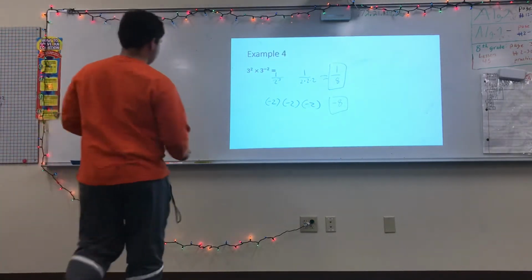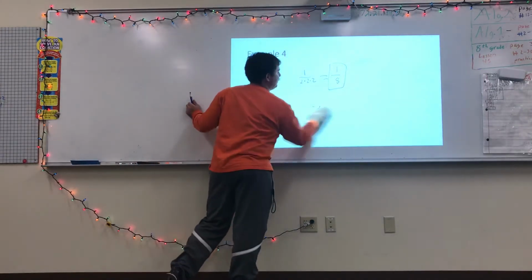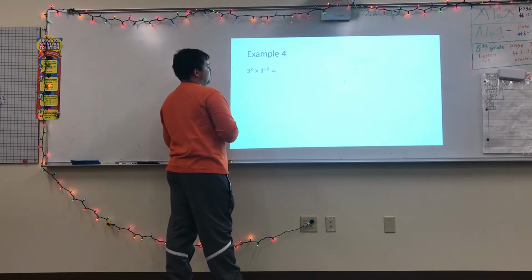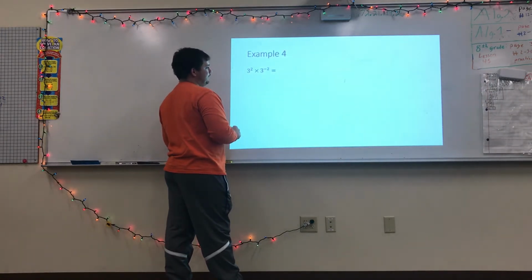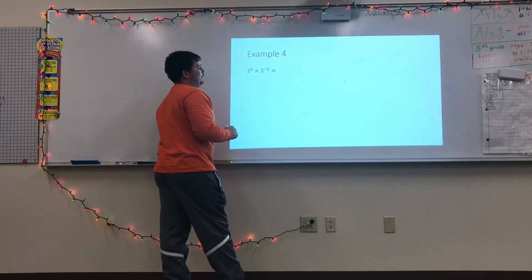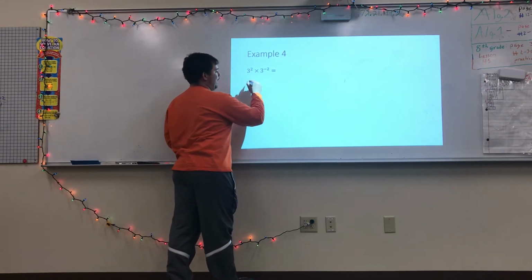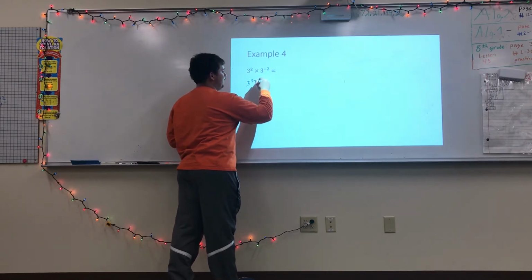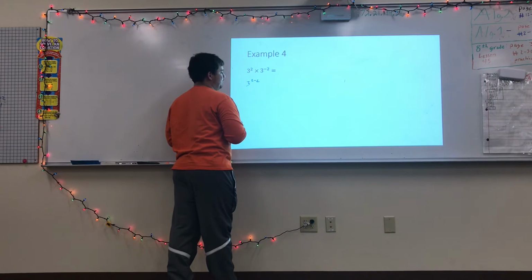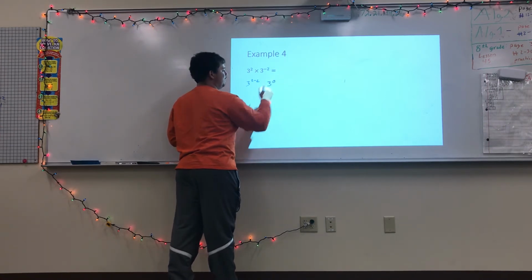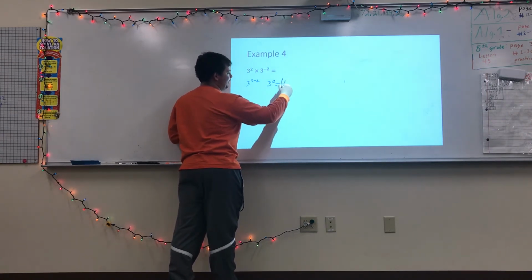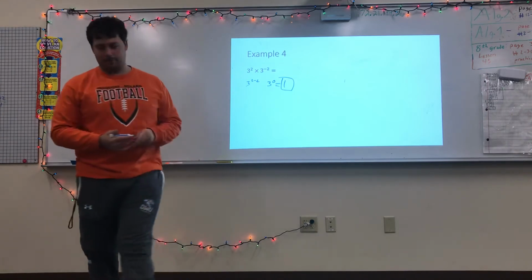Okay. Once again, very, very similar to what we have been working on. We have 3 to the second times 3 to the -2. When we add the exponents, we get 3 to the second plus -2, which is going to be 3 to the 0. What is 3 to the 0? Anything to the 0 power is always going to be 1. So there is my answer for that one.